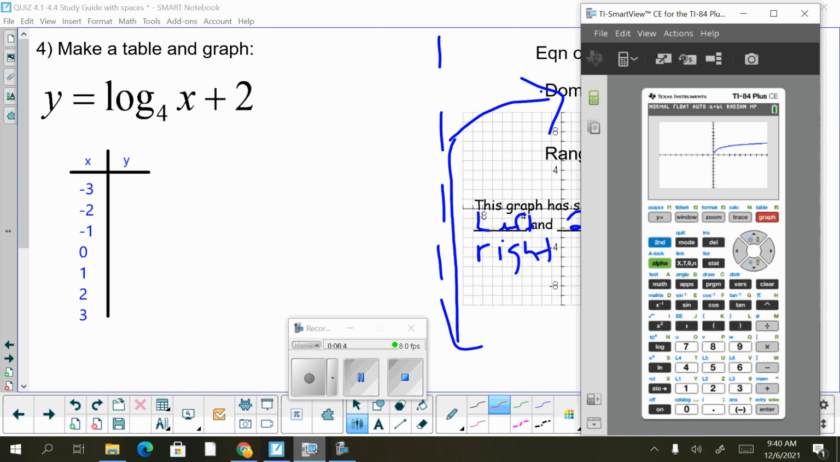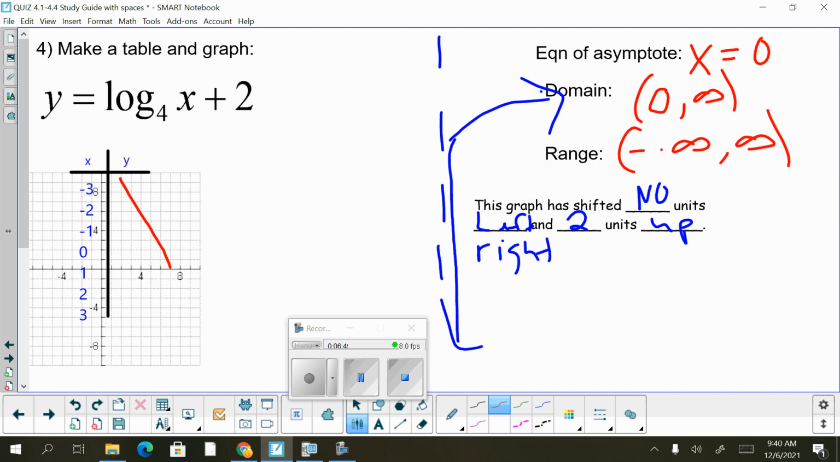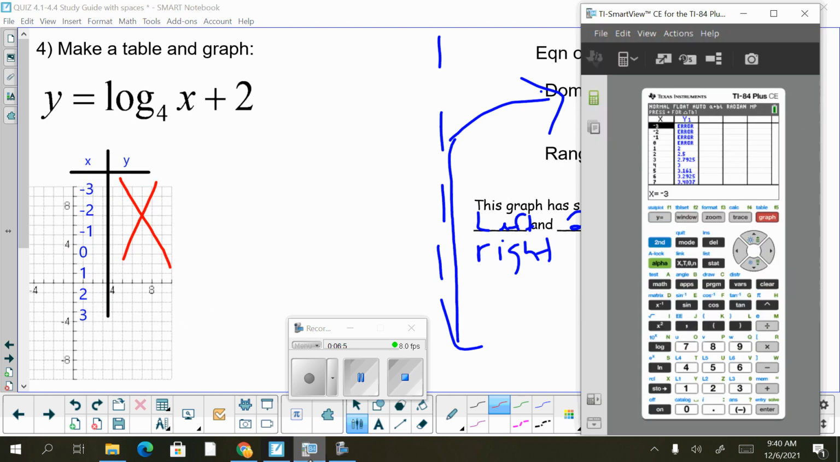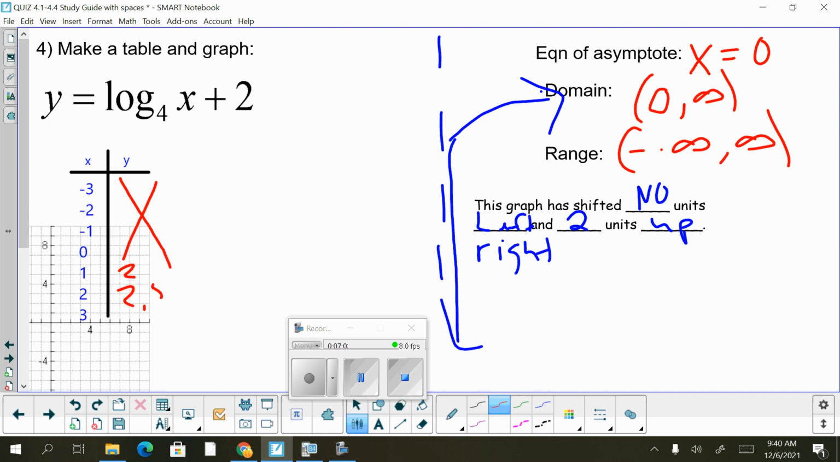Oh, I almost forgot about my table. Let's see if we have any errors. Yep, we sure do. We have errors all the way through 0. I'll just, there goes my graph over here. And then at 1, it picks up at 2, 2.5, and 2.8.